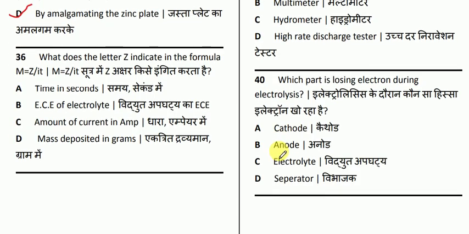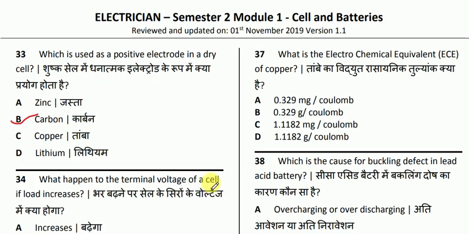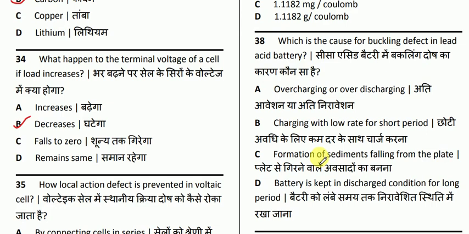Next, coming to the 36th question. What does the letter Z indicate in the formula M equal to ZIT? Here the correct option is B, ECE of the electrolyte. Coming to the next question. What is the electrochemical equivalent of copper? That is option A, meaning 0.329 mg per coulomb.